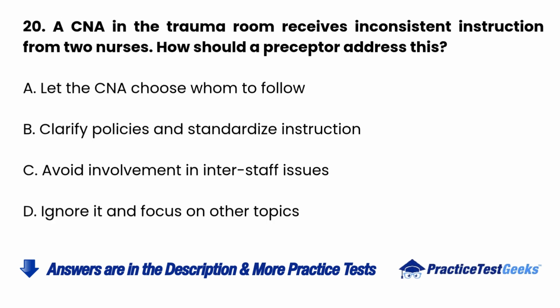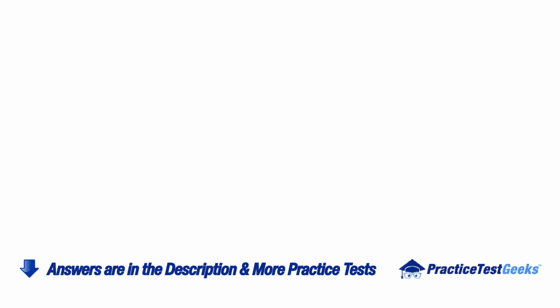20. A CNA in the trauma room receives inconsistent instruction from two nurses. How should a preceptor address this? A. Let the CNA choose whom to follow. B. Clarify policies and standardize instruction. C. Avoid involvement in interstaff issues. D. Ignore it and focus on other topics.